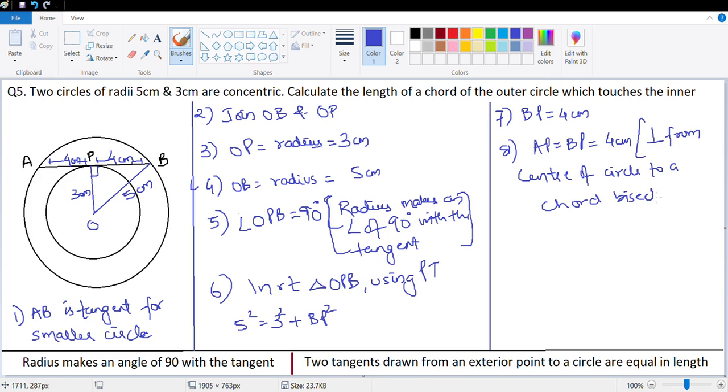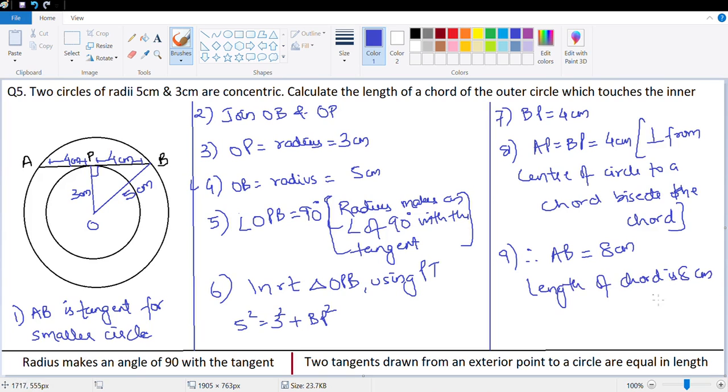bisects the chord. Now we are looking at the external or the exterior circle or the bigger circle. Bisects the chord, which means BP is equal to 4 centimeter and AP is also 4. Therefore, AB is equal to 8 centimeter, which means length of chord is 8 centimeter. Done. That finishes this video for me.